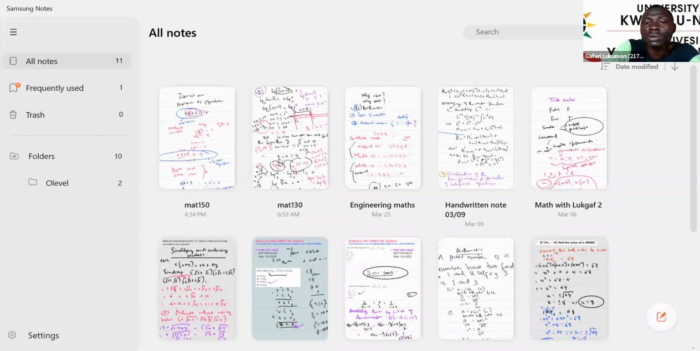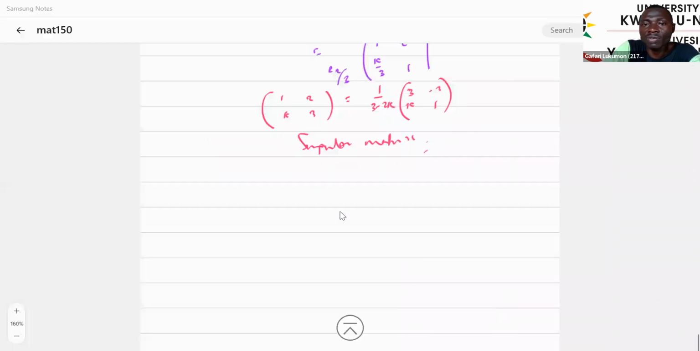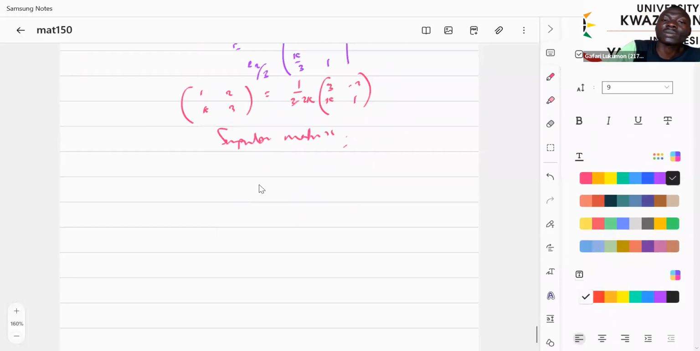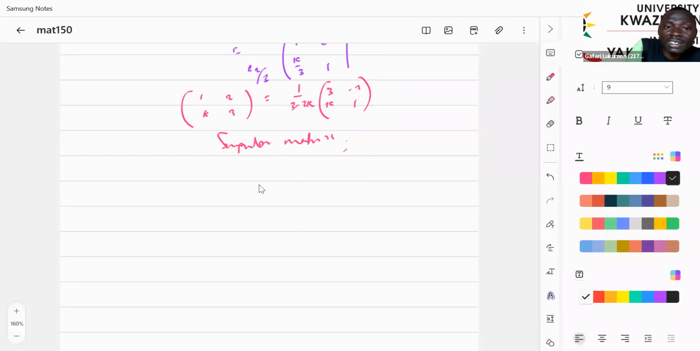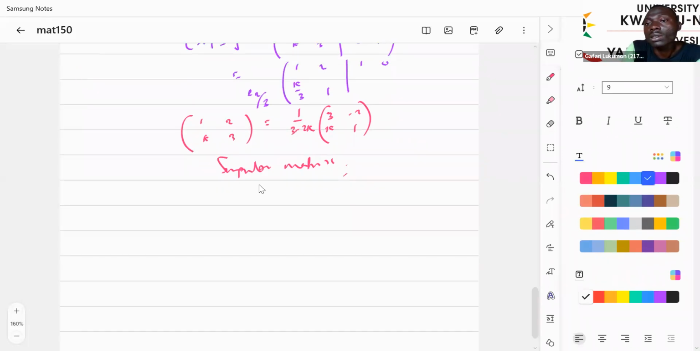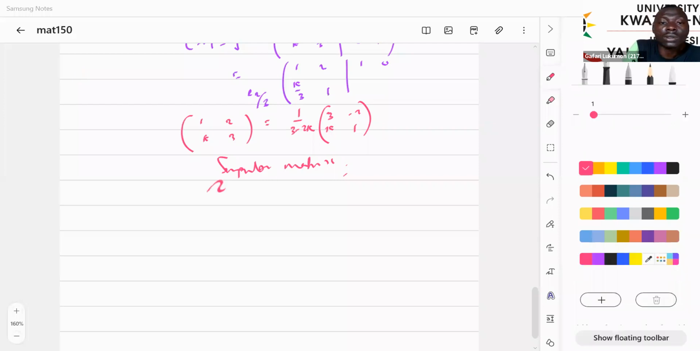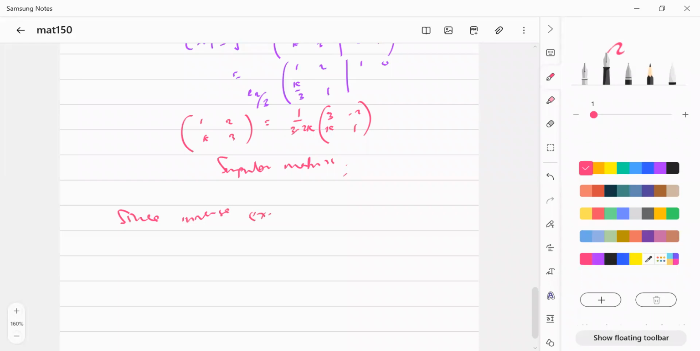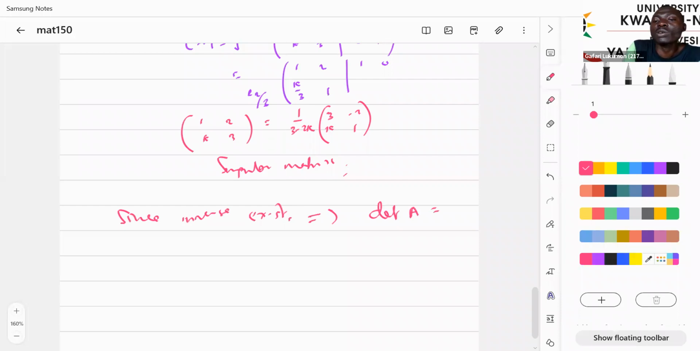I will move to the binomial theorem after this. Just let me do this quickly, because I'm thinking of a faster method I can use. So you can just say, since the inverse exists, that implies the determinant of A is not equal to 0.